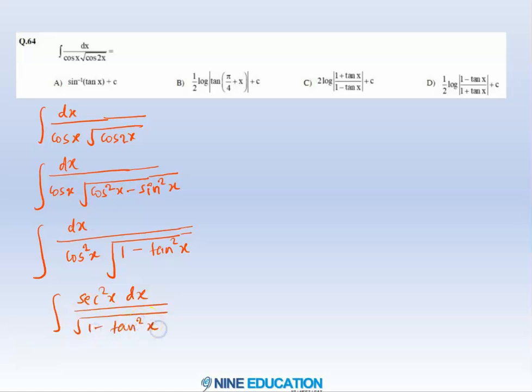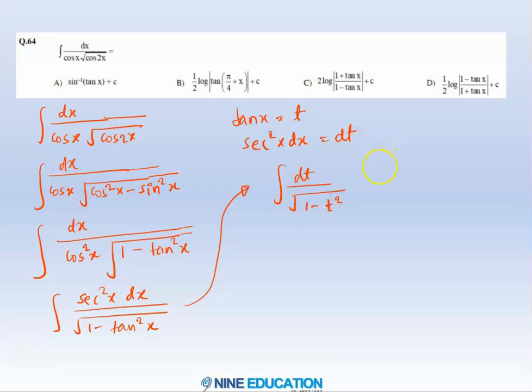So the best possible substitution in this particular case is tan x equal to t. Therefore, I can say secant square x dx after differentiation becomes dt. So in the numerator it is dt, and in the denominator it is root over 1 minus t square. And what is this formula basically? This is sine inverse of t plus some constant c, which basically means sine inverse of t is tan x only. So the correct option is option number A.